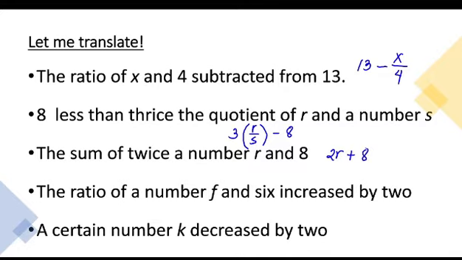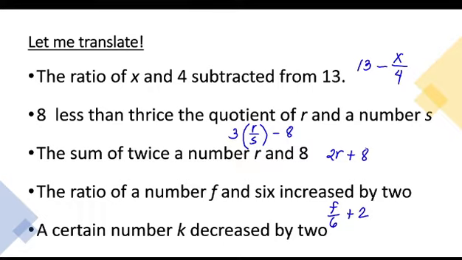Okay, can you try the fourth one? The ratio of a number f and 6 increased by 2. Let's wait for your answers. Again, the ratio of a number f and 6 increased by 2. We're talking about the ratio of number f and 6, so that is f over 6. Increase, that is addition, by 2.